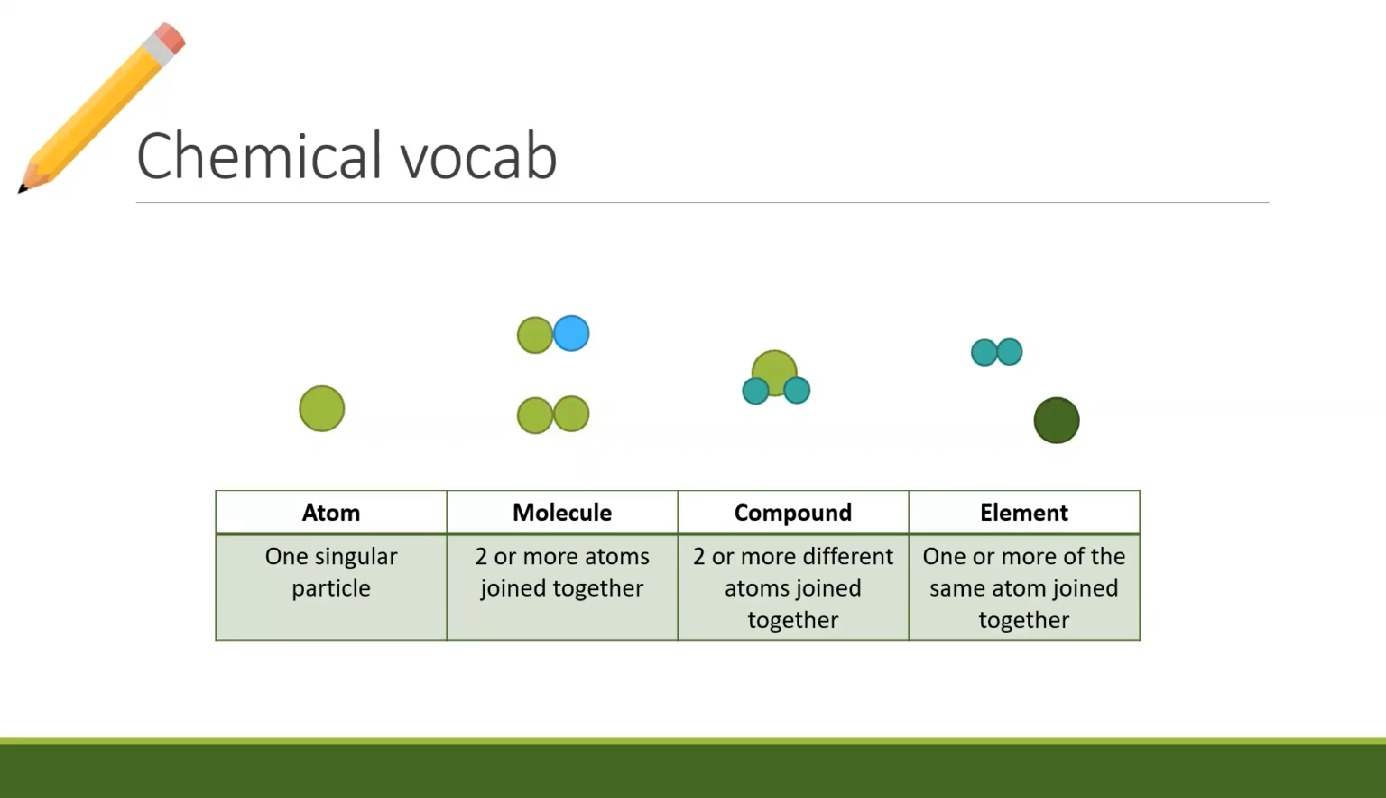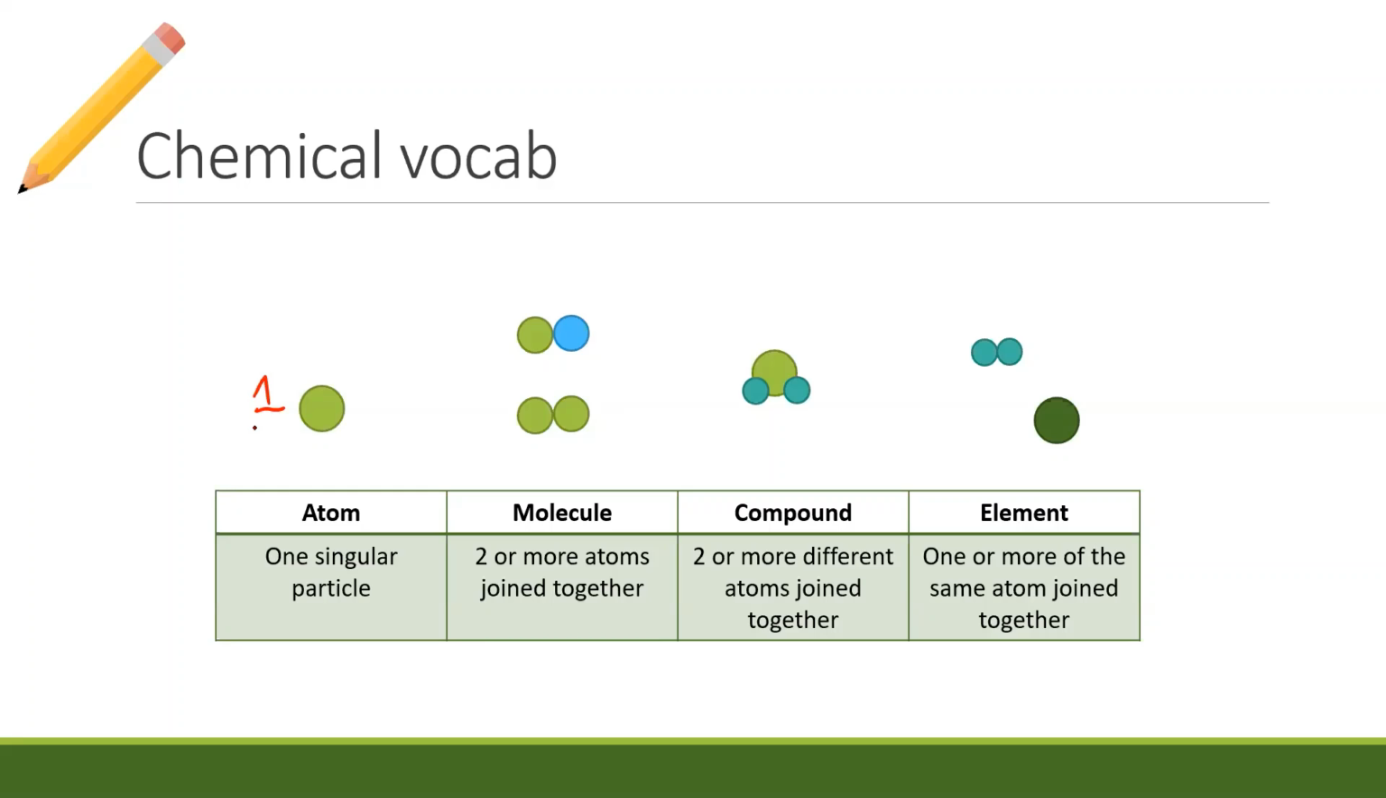So an atom is one singular particle. It's one singular thing. You can have an atom of hydrogen, an atom of carbon, an atom of lithium. It's just one thing on its own. A molecule is two or more things joined together. So they're not atoms. Two or more atoms joined together.